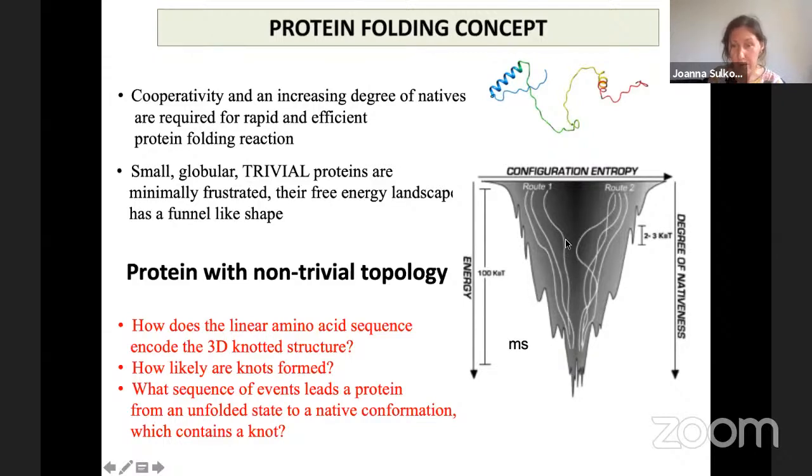However, this funnel landscape is not so easy to understand from the point of view of knotted proteins, because in this case, not all parts of the landscape can be accessible for the protein, because you cannot cut the protein chain and just make a knot. So you have to explore only some part of the landscape. So the question I am asking is how a protein can fold and how a protein can make a knot.